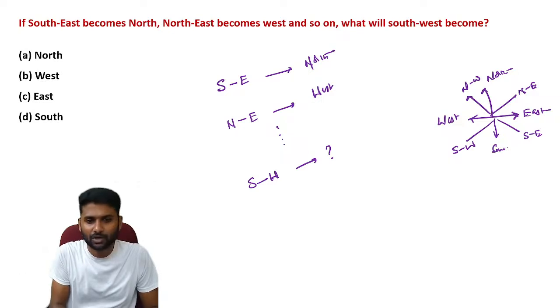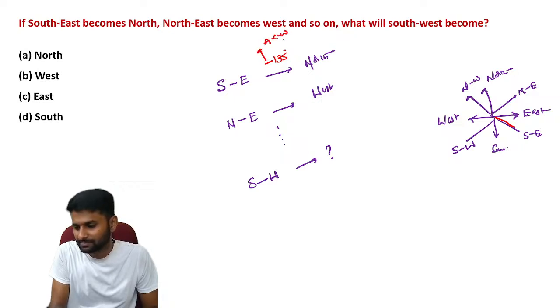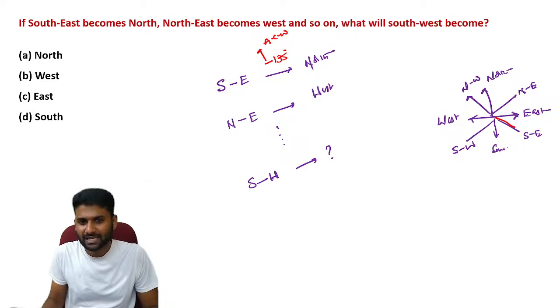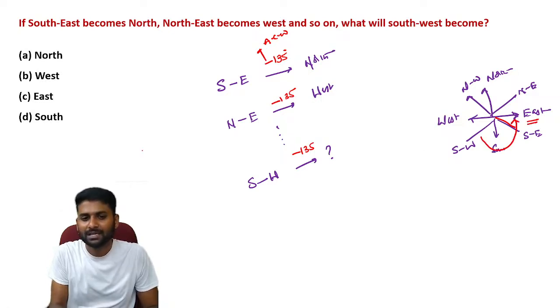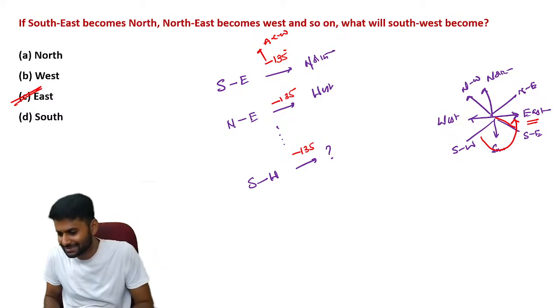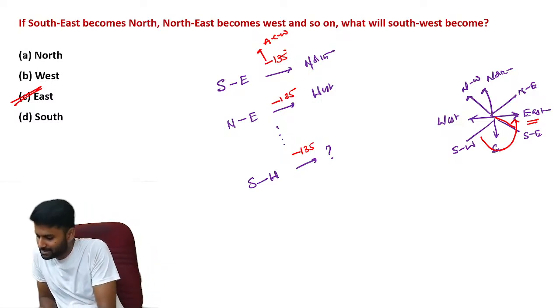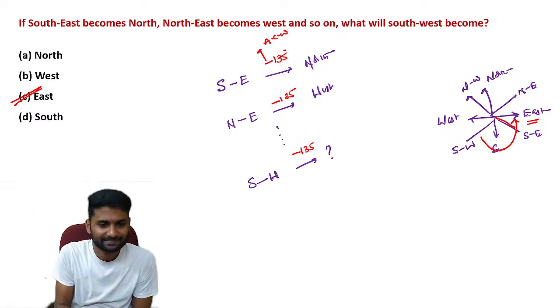If the reference they are talking about is southeast becomes north, guys, how does southeast become north? It will be moving 135 degrees in the anti-clockwise direction. Same way, northeast becomes west. Again it is moving 135 degrees anti-clockwise. Now just change southwest by 135 degrees anti-clockwise. According to that pattern, southwest follows as east. So the answer is east. Very good. C is the correct answer.